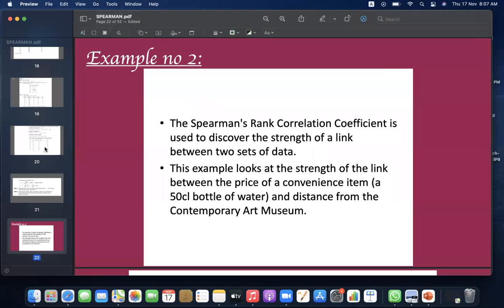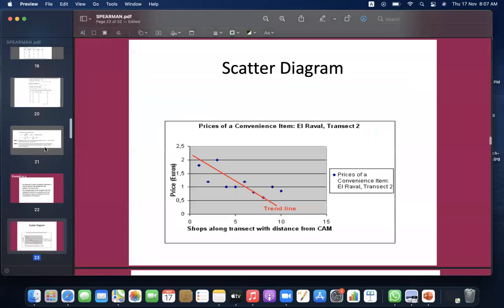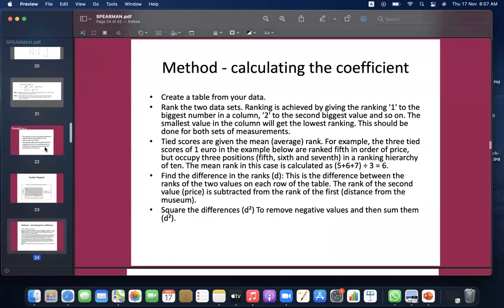Example number 2. The Spearman's rank correlation coefficient is used to discover the strength of a link between two sets of data. This example looks at the strength of the link between the price of a convenience item, a 50 cl bottle of water, and the distance from the contemporary art museum. We have shown this data in a scatter diagram in this graph: the price of a convenience item in shops along a transect, against distance from the contemporary art museum.